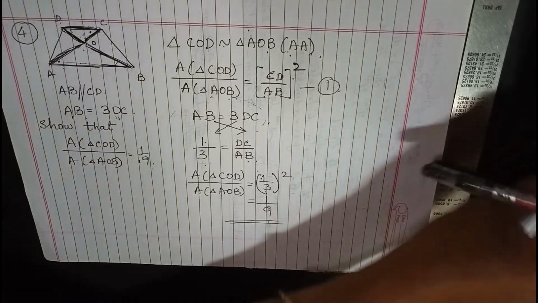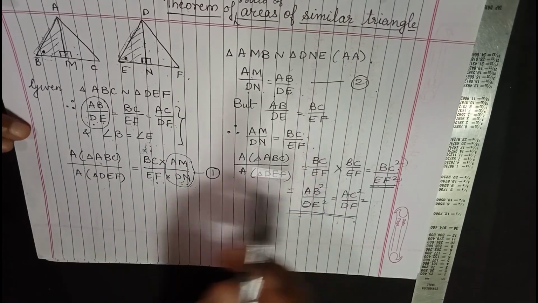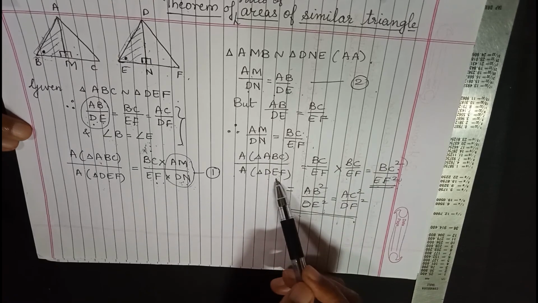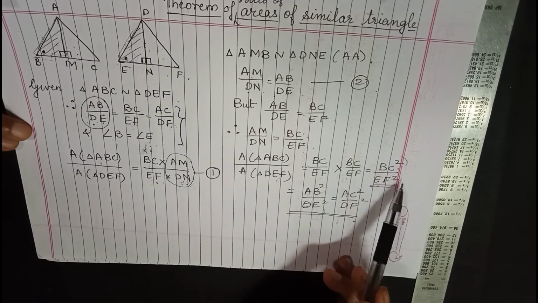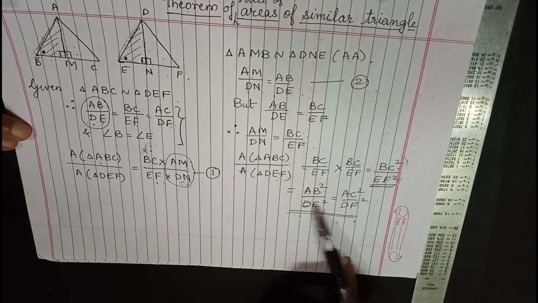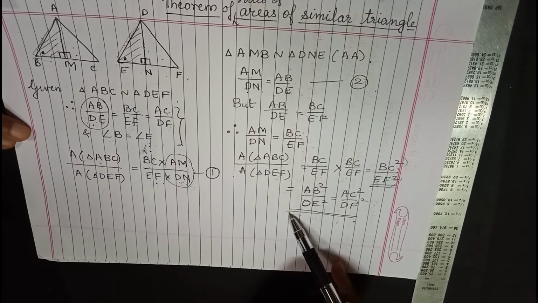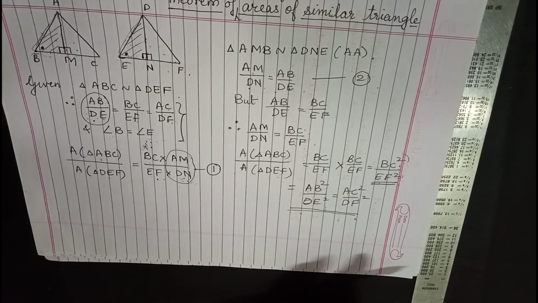So this is how sums based on areas of similar triangles have to be solved. This is the theorem of areas of similar triangles, which says that the ratio of their areas will be equal to the ratio of squares of the corresponding sides. So it is equal to all the 3 ratios of the corresponding sides. So using this formula, you should be able to solve the sums based on it. Thank you.